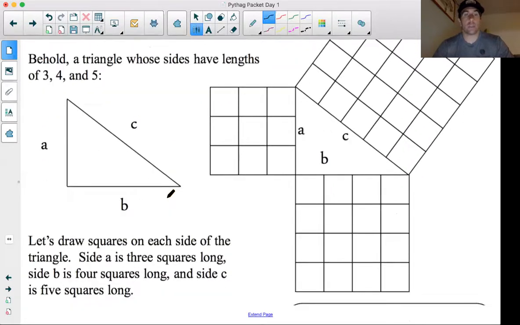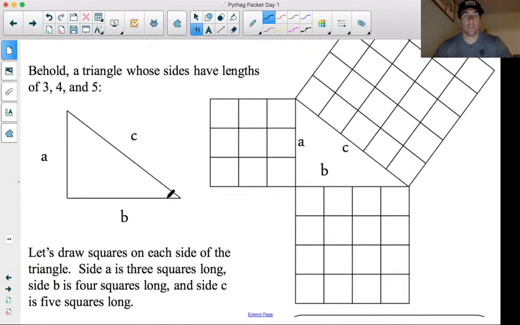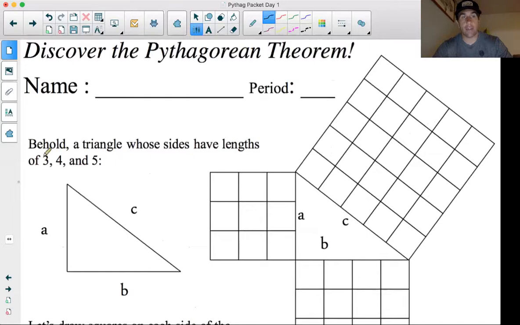So it says, let's draw some squares on each side of the triangle. So we know that side A is 3. So I put 3 squares here. 1, 2, 3. Side B is 4. 1, 2, 3, 4. And side C, also known as the hypotenuse because it's the longest, is 5. So I put 5 squares here. 1, 2, 3, 4, 5. All right. So I got 3, I got 4 and 5 because that's how long it is. It tells me that it's 3 by 4 by 5. Okay. So that's pretty easy.